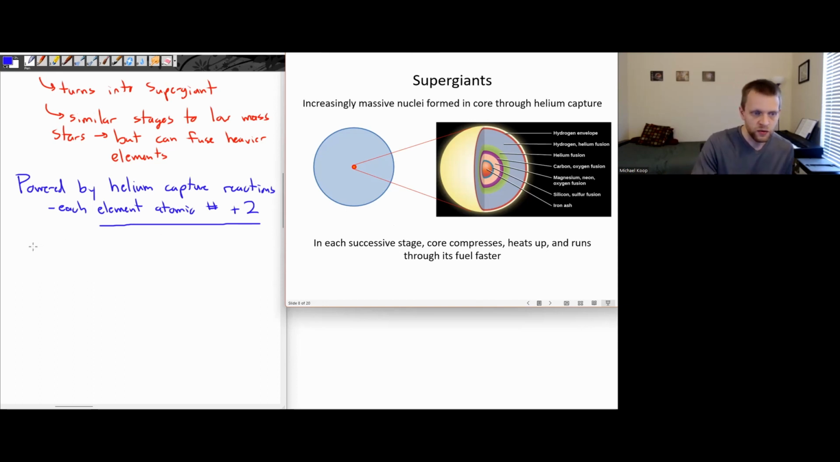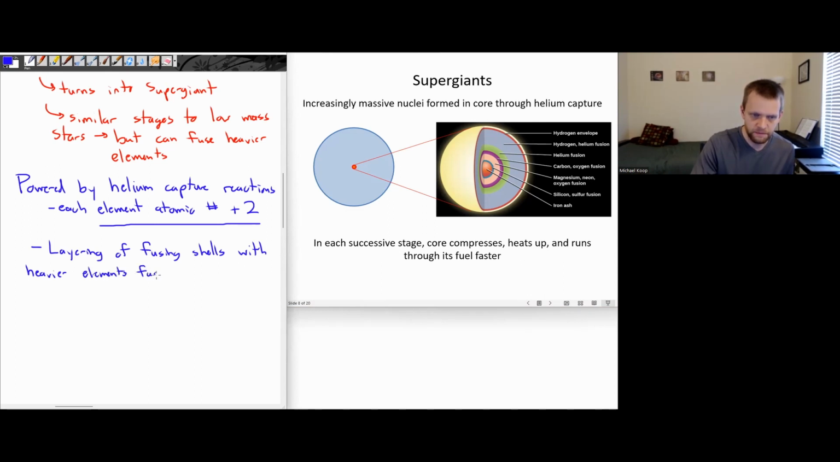So we get this layering of fusing shells with heavier elements fusing further in, deeper in. Fuses hotter and faster, and faster at each step.